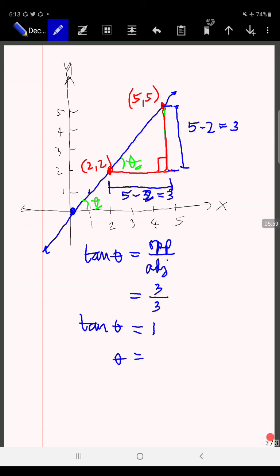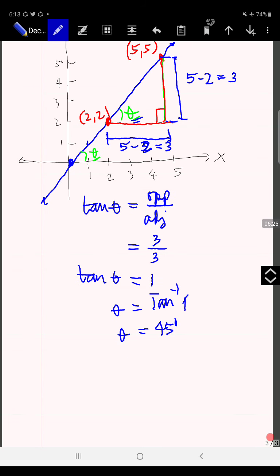And so theta is what? It's equal to the inverse tangent of 1. Therefore, theta is pi over 4, which is equal to 45 degrees. So we were able to solve for the angle of inclination. But it's actually difficult to solve for the angle. As you can see, we need to make use of the tangent function as well as its inverse.